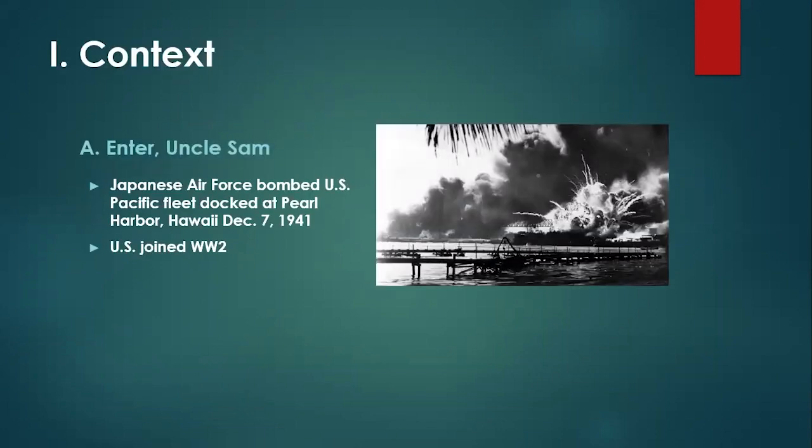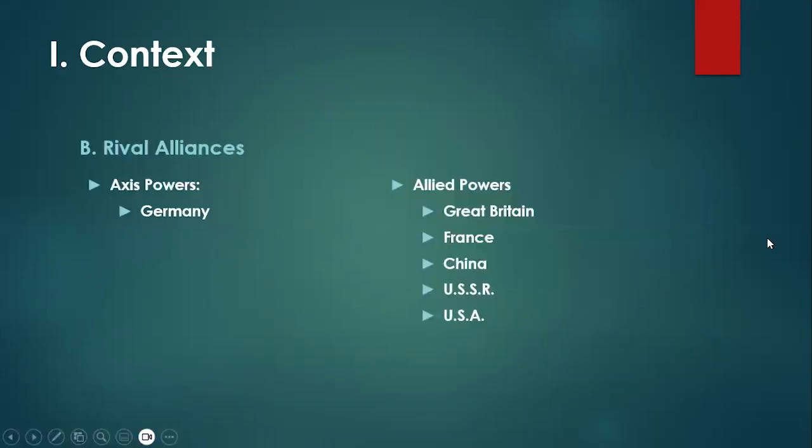So we need to remember that the U.S. first joined World War II after the bombing at Pearl Harbor in December 1941. I, of course, don't care that you know the date, but there it is if you want to know it. And once the U.S. joined World War II, they had aligned themselves with the Allied powers, right? So now we have the Allied powers, which were Great Britain, France, China, the Soviet Union, and the United States, facing off against the Axis powers, which were primarily comprised of Germany, Japan, and Italy.